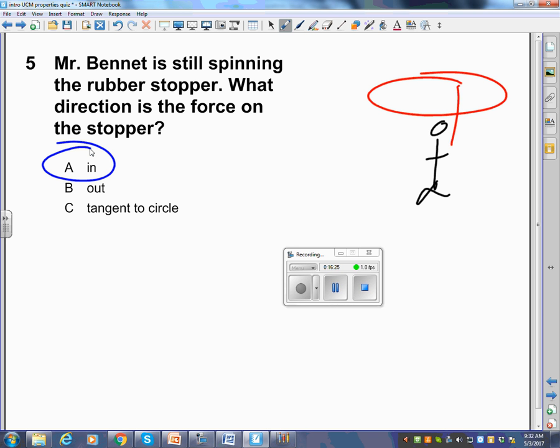You can't push on a string. So why is the force towards the center? Well, as the stopper is moving around, I'm pulling on the string, causing it to change its direction, go in a circle. I am constantly pulling on the string in towards the center, causing it to go in a circle. Think about the moon orbiting the Earth. What causes the moon to stay in orbit?